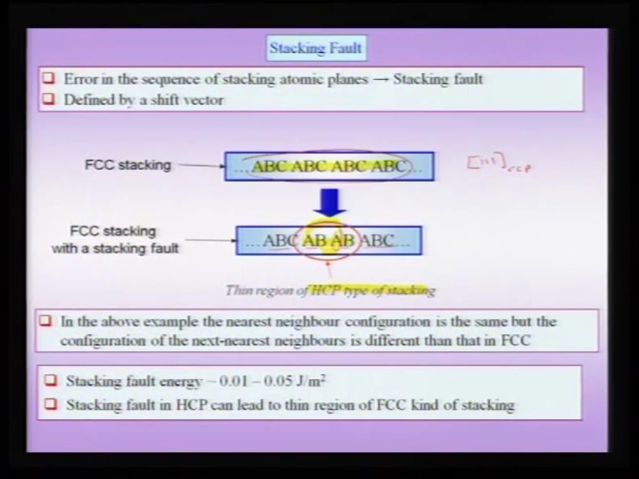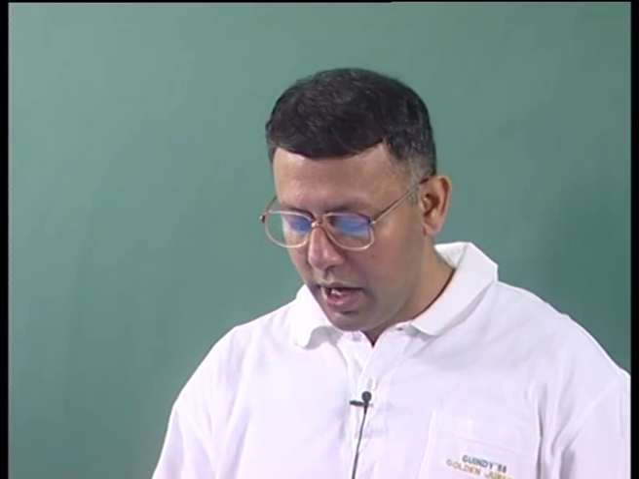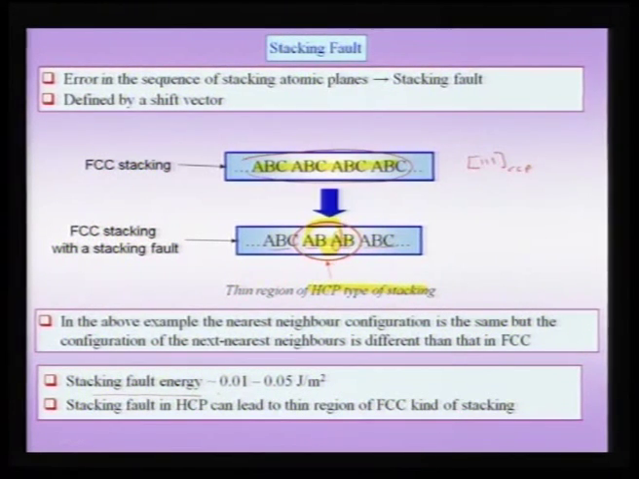So, in materials wherein the second nearest neighbor coordination is not contributing too much to the energy, you can have a low stacking fault energy, and typical stacking fault energies come in the value of 0.01 to 0.05 joules per meter square. If you were here talking about a stacking fault in a cubic close pack crystal leading to a small region which is similar to an HCP crystal, the converse is true when you are talking about a stacking fault in an HCP crystal, in which case it can lead to a thin region which has a packing you would expect for a cubic close pack crystal.